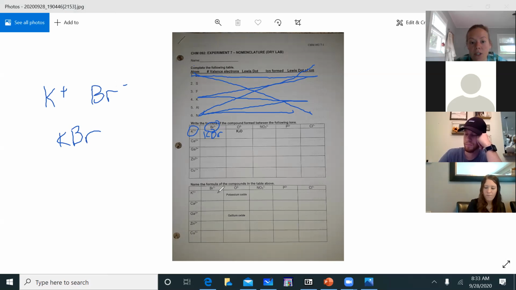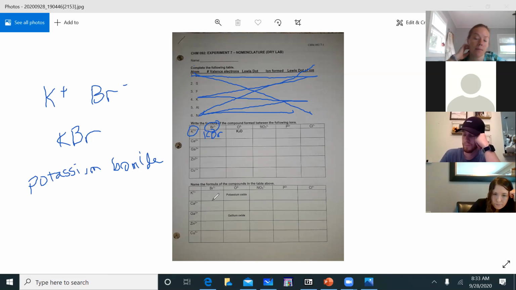This next one here is just asking for the name of what that was. So that is potassium and bromine, which becomes bromide. All right, so potassium bromide is going to be filled in that. Let's do this box over here together. And this down here.